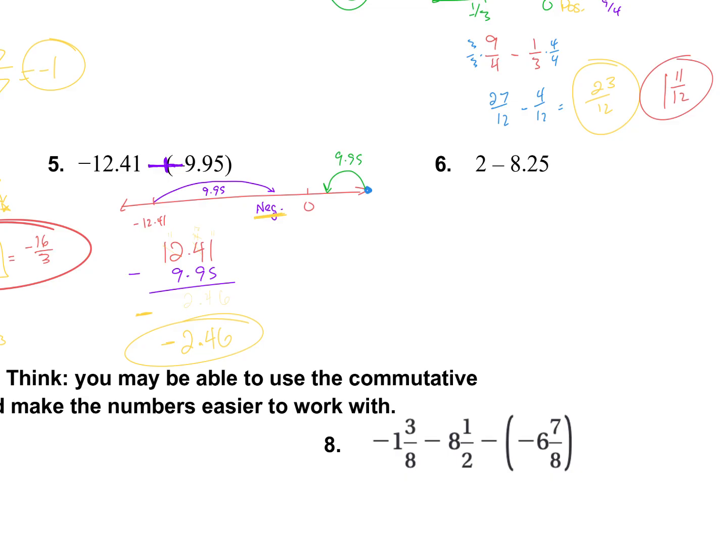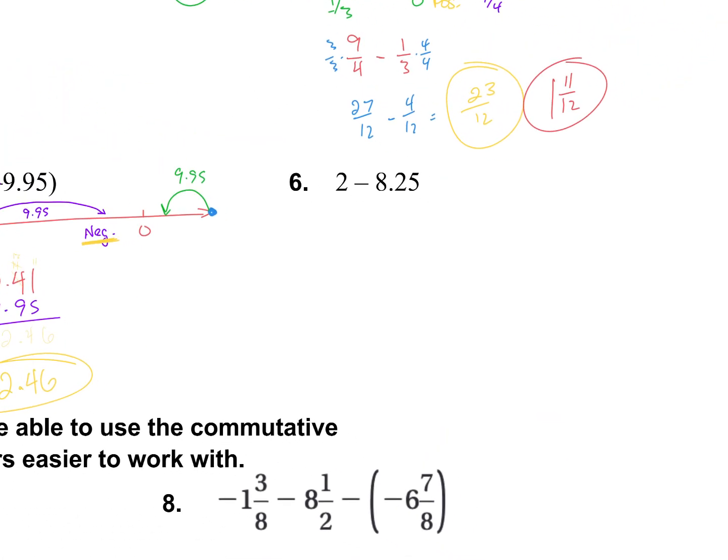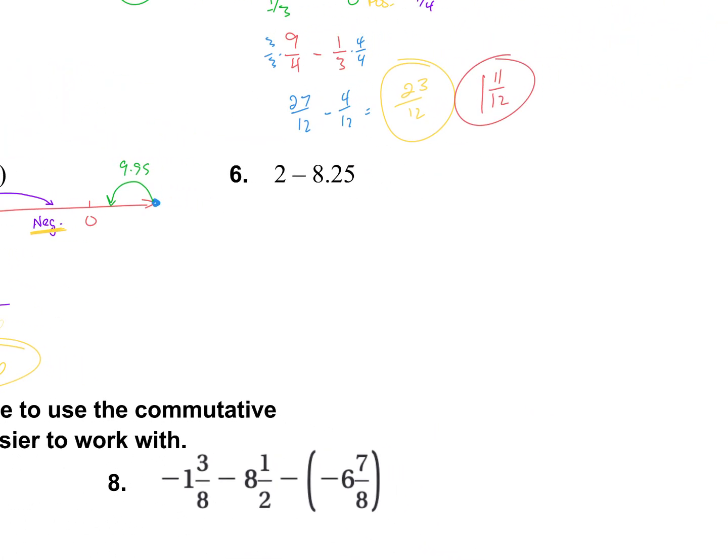2.46. All right, we got 2 minus 8.25. And I'm going to continue doing this thing where I'm like, hey, we're at 2, and we are about to go in the negative direction, 8.25. Well, if we were to go just 2, we'd be at 0, right? If we were to go just 2, we'd be at 0. So we're going to go another 6.25. And guys, I got to tell you, that's the answer, it's just negative 6.25.